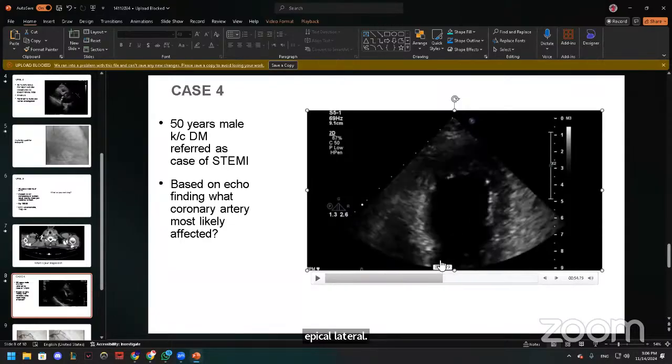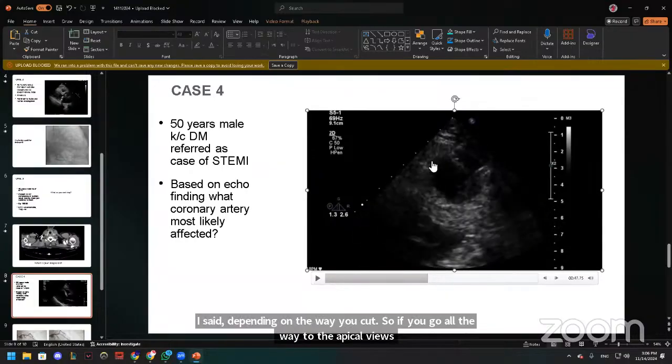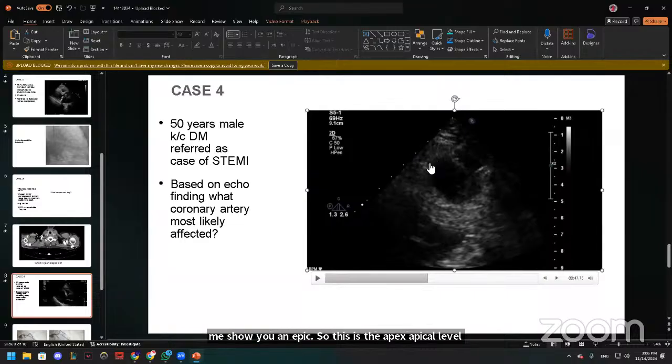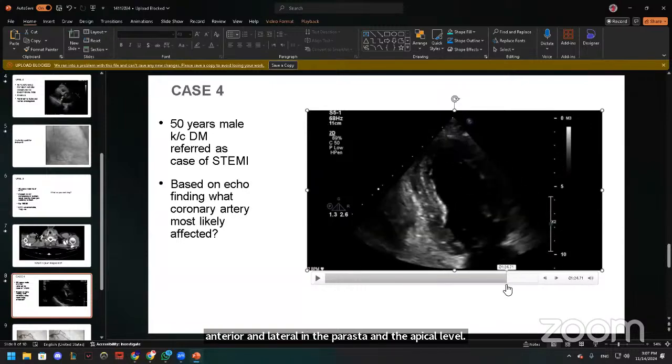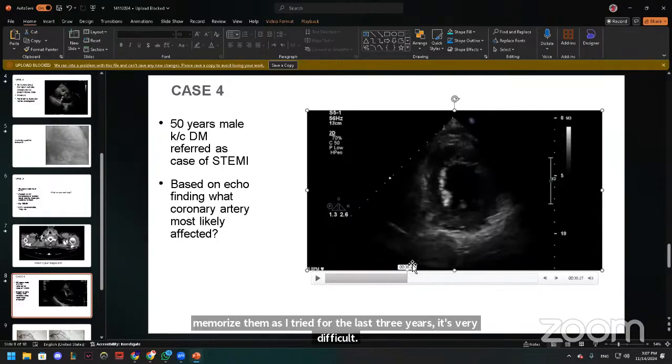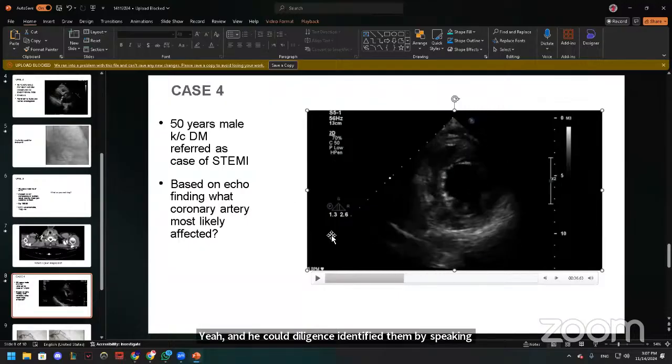If you go all the way to the apical view, let me show you an apical view. This is at the apical level. You'll cut it this way. Here, all of this is anterior, and here this is lateral. That's why you see anterior and lateral in the parasternal view at the apical level. Anyway, this is the progression that you want to advance through to understand. There are diagrams that show you all these wall segments, and if you try to memorize them, as I tried for the past 3 years, it's very difficult. I was only able to understand how cardiologists identify them by speaking to a cardiologist and by understanding the plane.